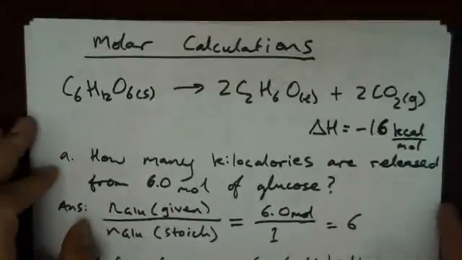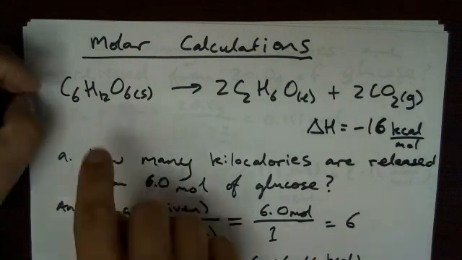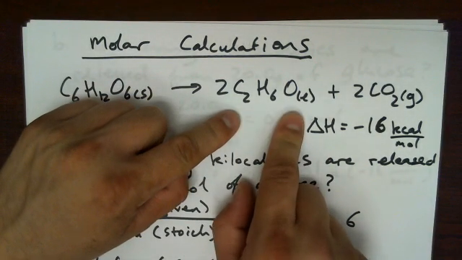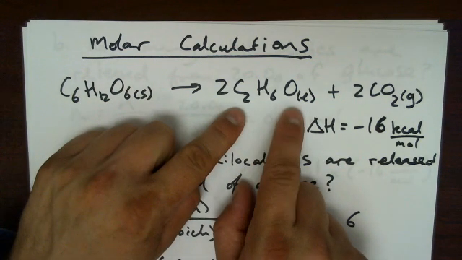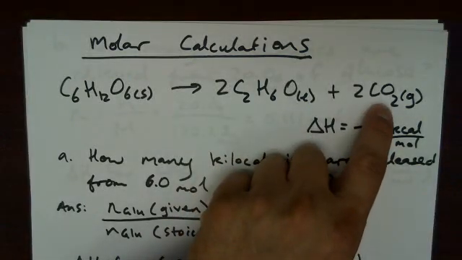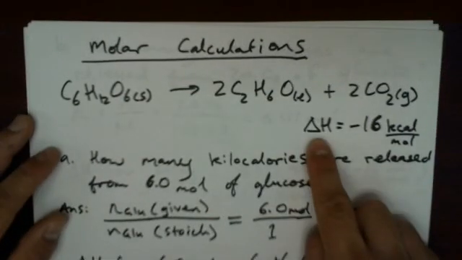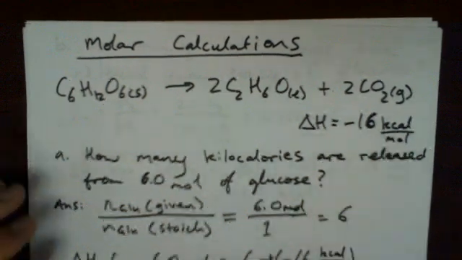Okay, so let's have a look at some molar calculations. So in this example, we have glucose. Glucose is going to give 2 molecules of C2H6O and 2 molecules of CO2. So that's the overall reaction. And we're told that the enthalpy for that reaction is minus 16 kilocalories per mole.